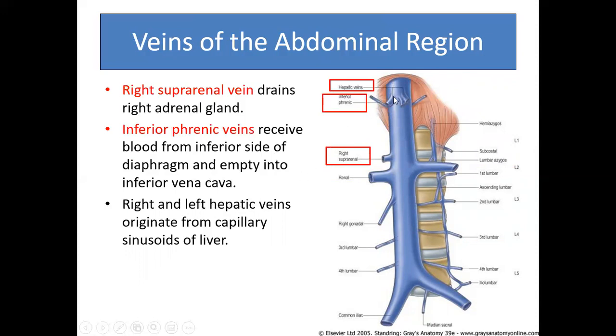If you see here, this is the hepatic vein, and the right and left hepatic veins originate from the capillary side of the liver and will also empty into the inferior vena cava.